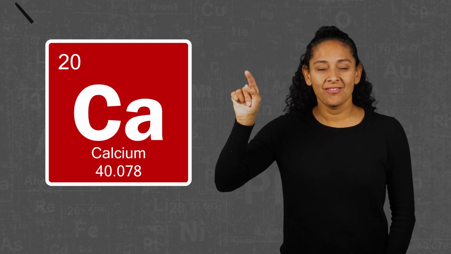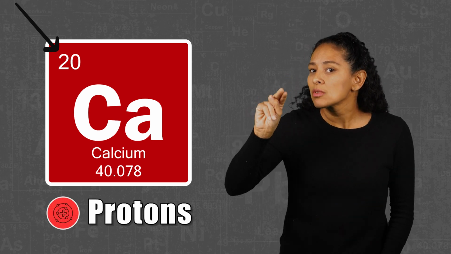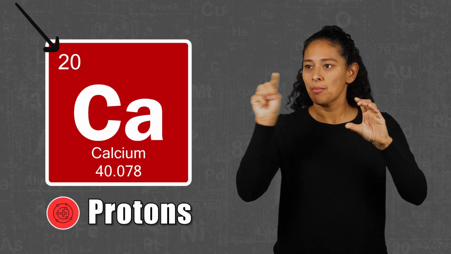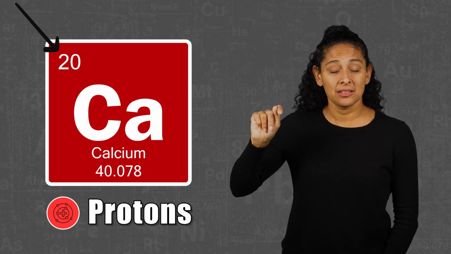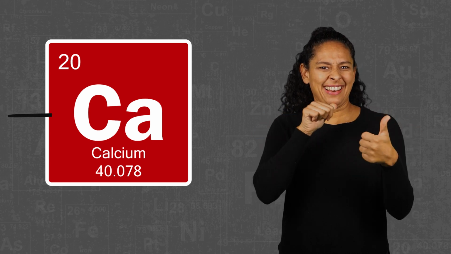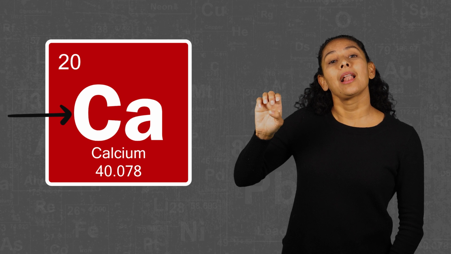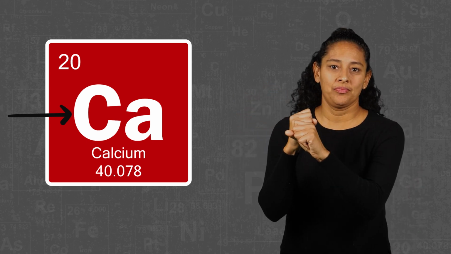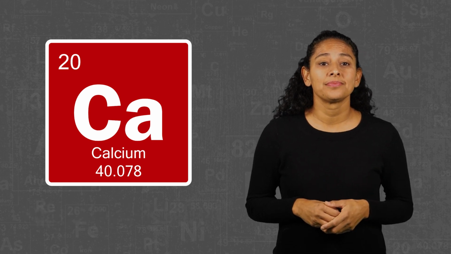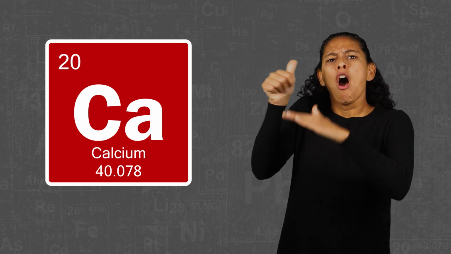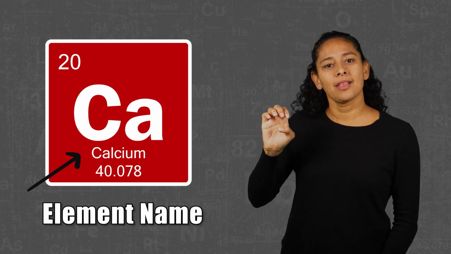First, you have the number in the top left. That number tells us how many protons each atom of this element contains. Next, you have the big letters. See here where it says Ca? That is the abbreviation of the element's name, and it is also called the chemical symbol. Under the chemical symbol, you can see the full name of the element.